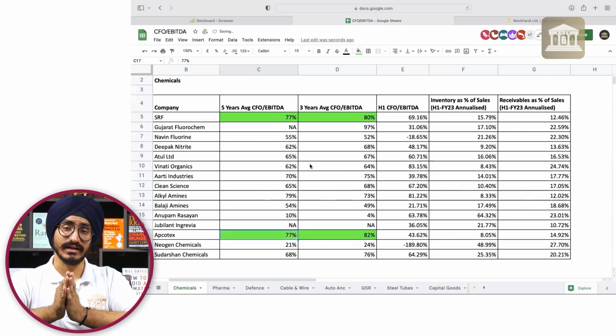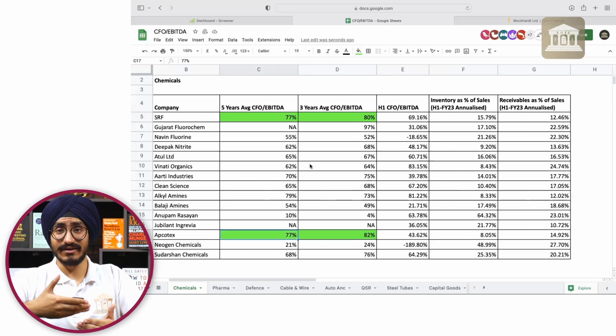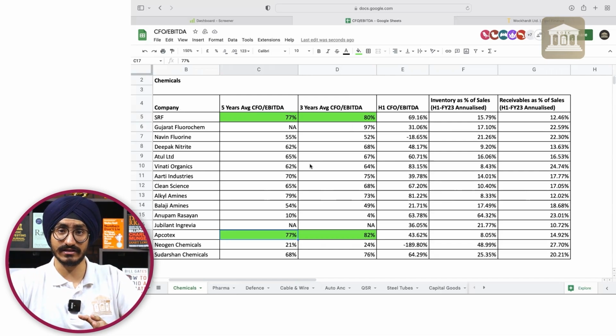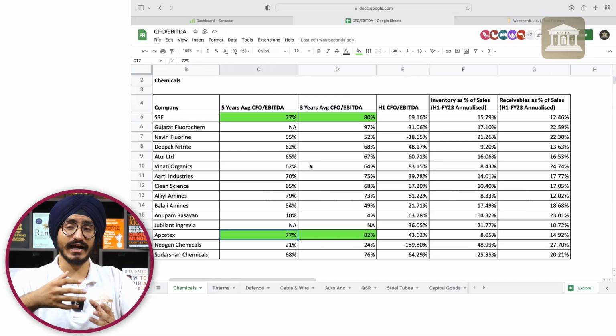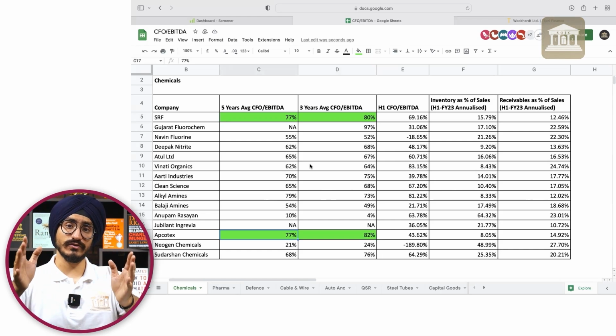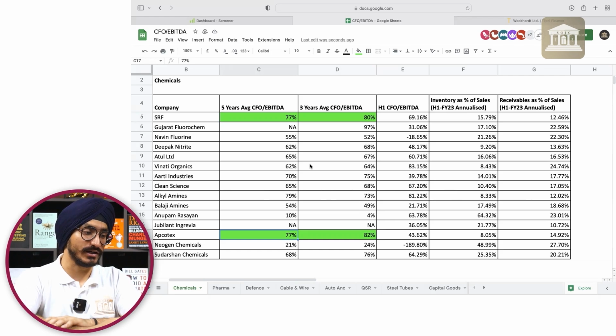What does this mean? It simply means that these companies are able to convert 77% of their EBITDA, that is earnings before interest, taxes, depreciation and amortization, into cash flow from operations. And remember that EBITDA is also known as cash operating profits. So they are able to convert most of their operating profits into cash flow from operations.